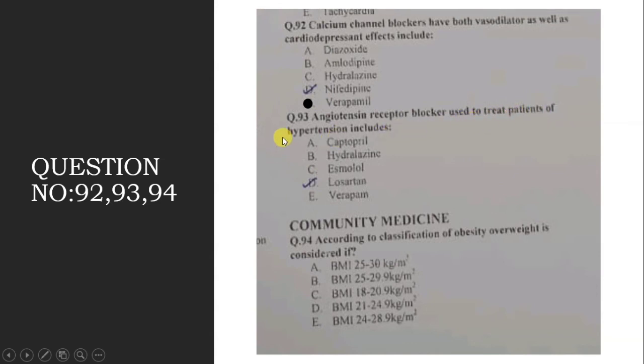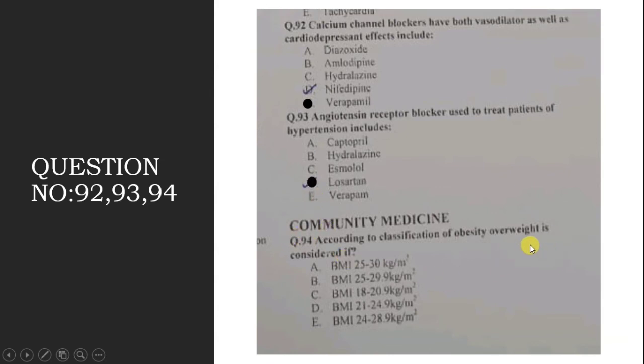Angiotensin receptor blockers used to treat patients with hypertension include captopril, hydralazine, esmolol, losartan, verapamil. Angiotensin receptor blockers, in short called ARBs, include the drugs candesartan, valsartan, and losartan. So losartan is the drug here. These include the suffix -sartan. So option D is correct.